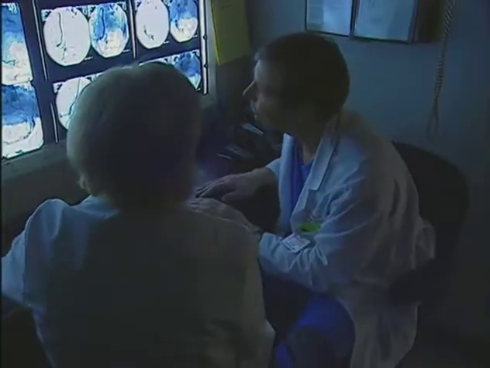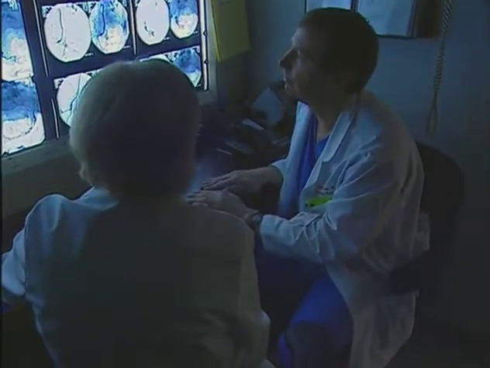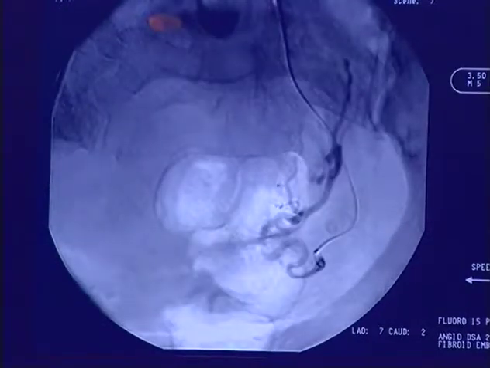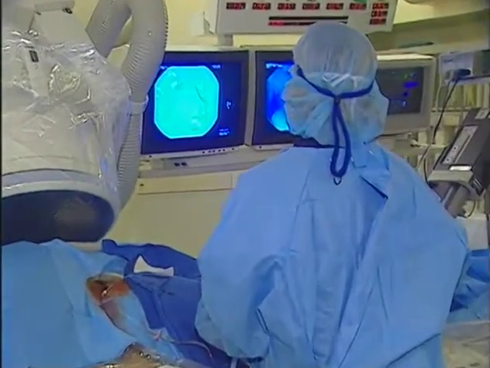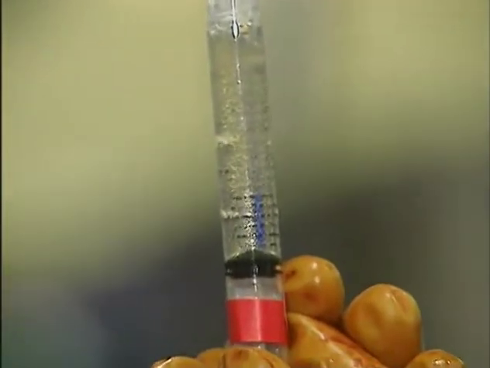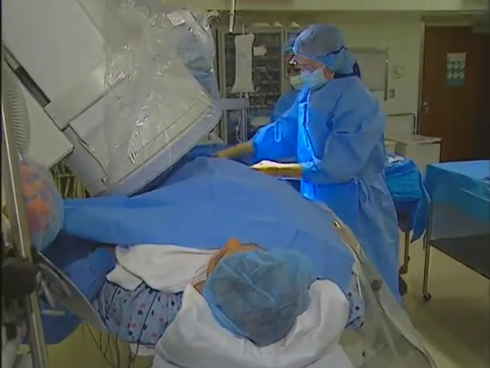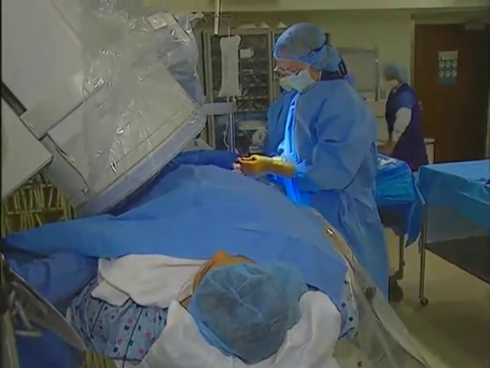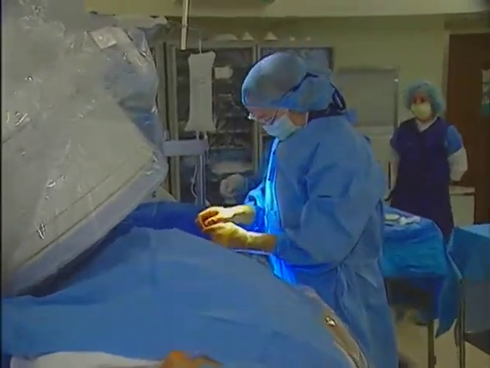Uterine fibroid embolization, or UFE, is a uterus-sparing, minimally invasive procedure used to treat symptomatic uterine fibroids. It is a catheter-based procedure performed by an interventional radiologist. During UFE, a catheter is guided into the uterine arteries. Tiny beads are then injected via the catheter into the blood vessels that feed the fibroids.